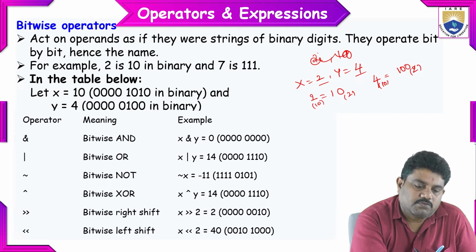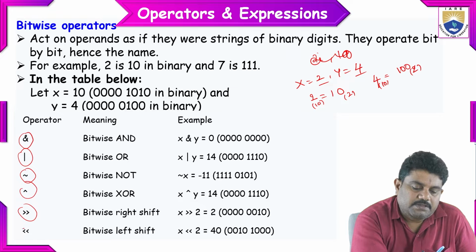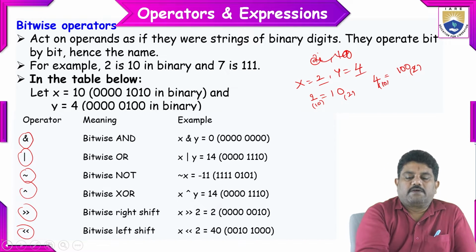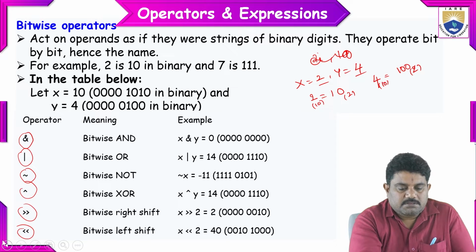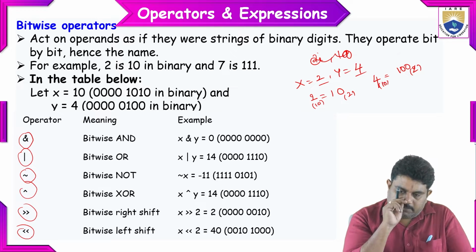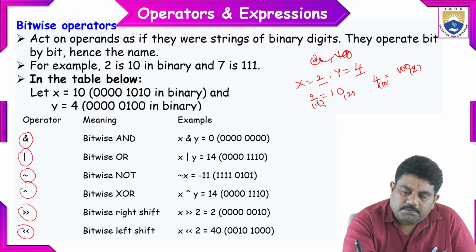These are the operators we have: bitwise AND, bitwise OR, bitwise NOT, bitwise XOR, bitwise right shift, and bitwise left shift. These are the various operators we have. Now we will see them with examples.